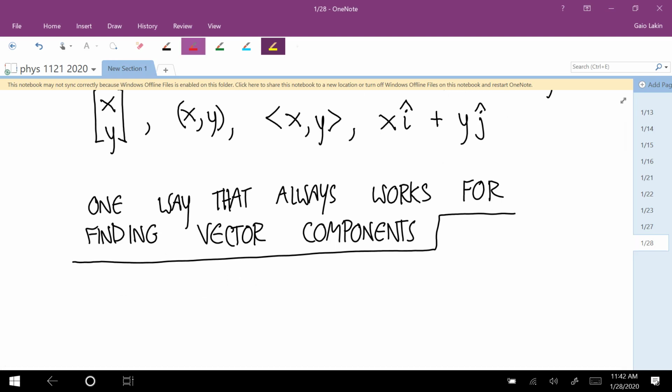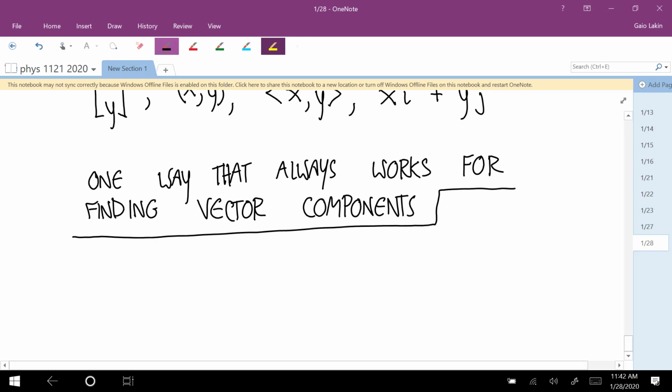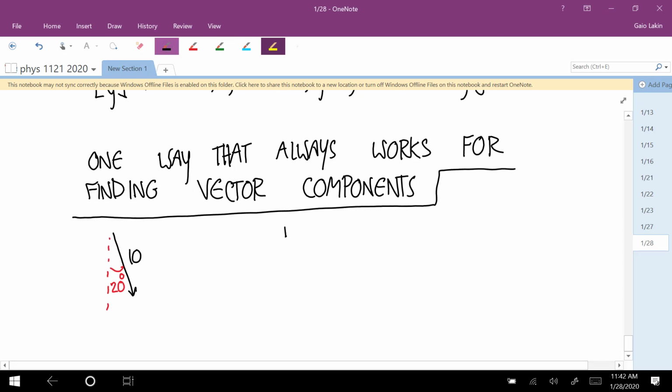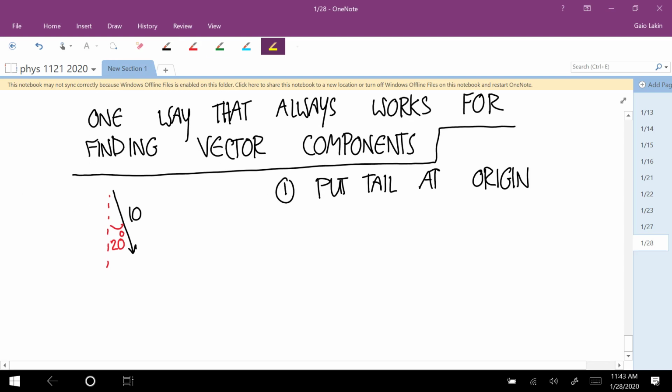So let's say the vector I'm going to use has a length of 10 and makes an angle of 20 degrees with the vertical. Well, first, we're going to put the tail at the origin. And if you use this coordinate system, it looks like this.